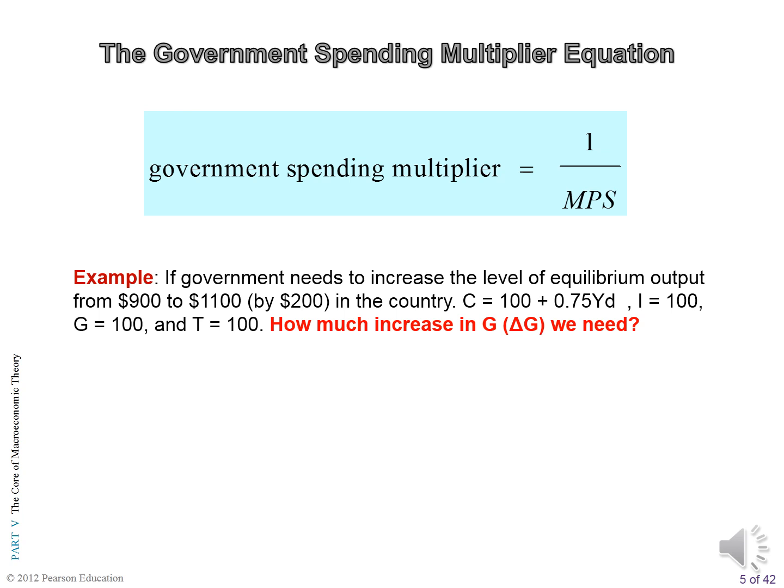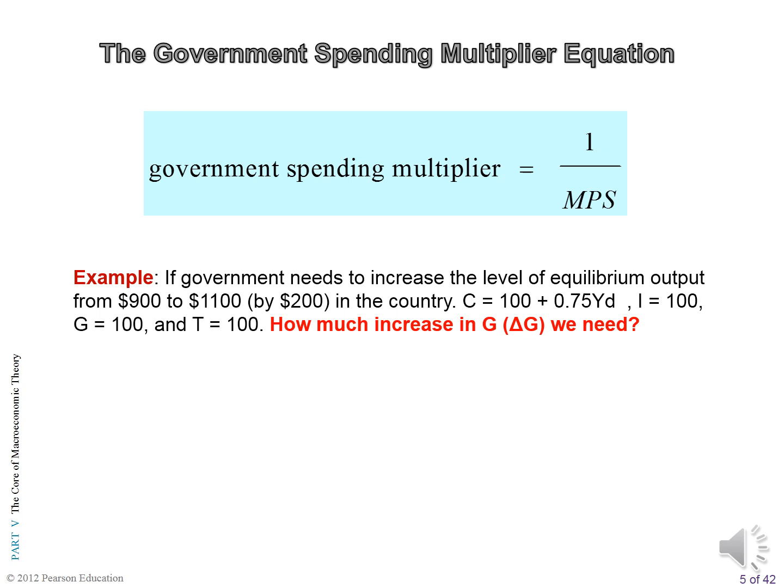Let's talk about this example for more understanding. If the government needs to increase the level of equilibrium output from $900 to $1,100, approximately $200, in an economy where consumption equals 100 plus 0.75 YD, or disposable income, I equals 100, G equals 100, T equals 100. How much increase in G do we need? Simply, the example says: if the government wants to increase output or income in the economy by $200, given consumption, investment, government spending and taxes, how much should government spending increase to raise equilibrium income by $200?